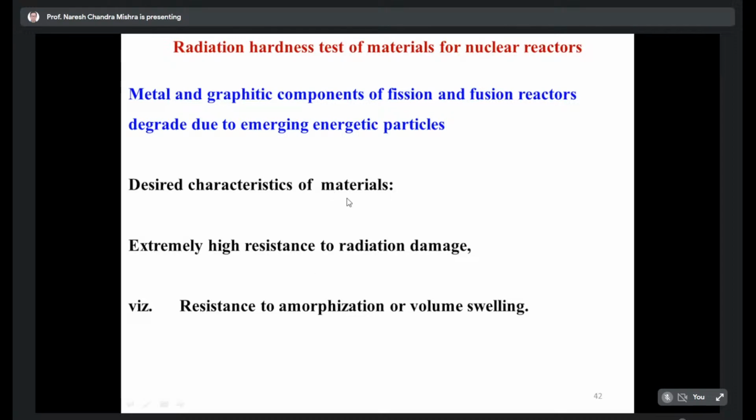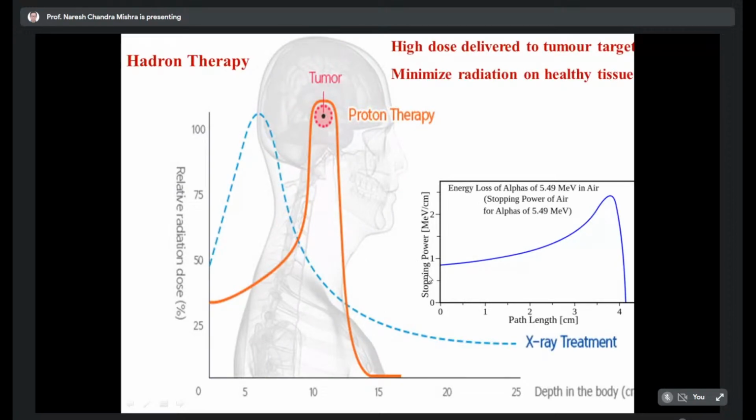To find out if a material sustains this kind of radiation environment, one takes it to an accelerator, exposes it to the same kind of radiations, studies its properties, and finds out whether it is resistant to amorphizing radiations, to volume swelling and all that. Well, the last application I will talk about and then I will stop.